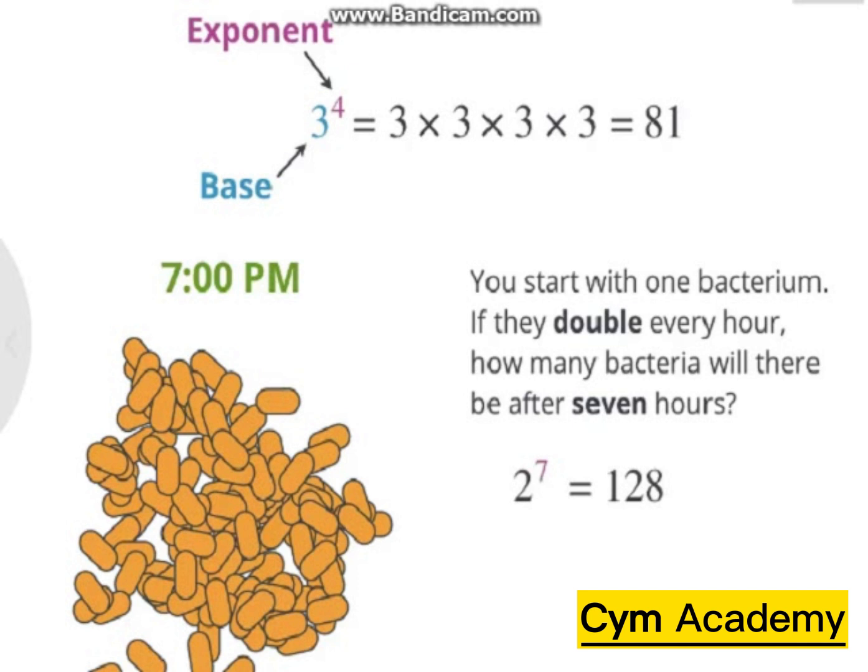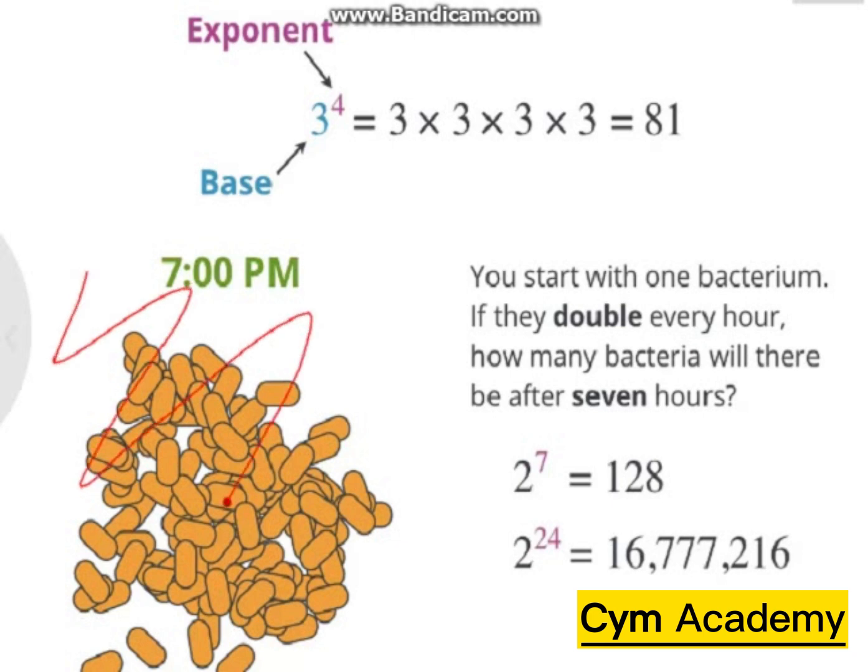That may not sound like too many, but after just 1 day, or 24 hours, there are 2 to the 24th bacteria, which is more than 16 million. So doubling every hour may not sound that fast, but before you know it, you have millions of bacteria on your hands.